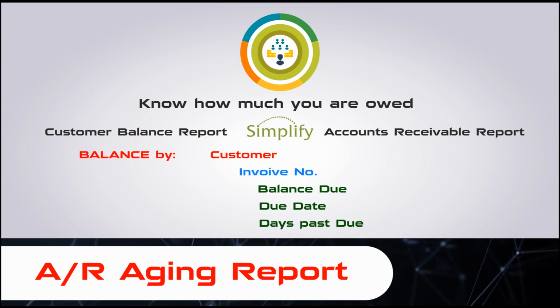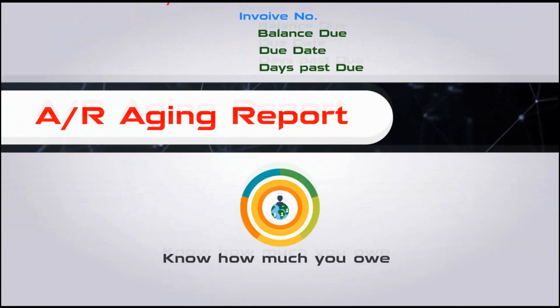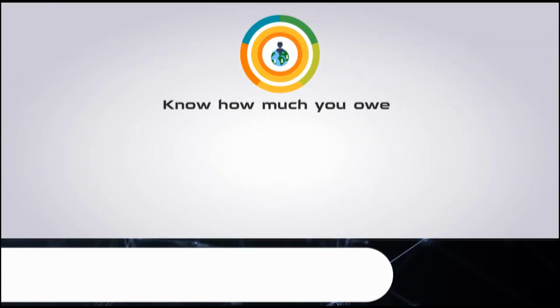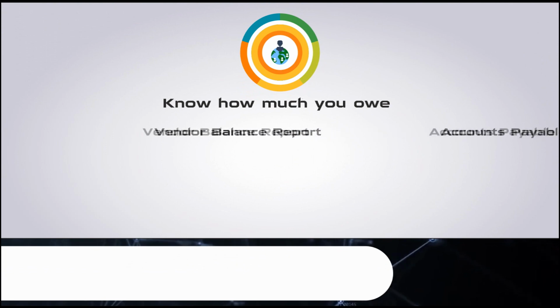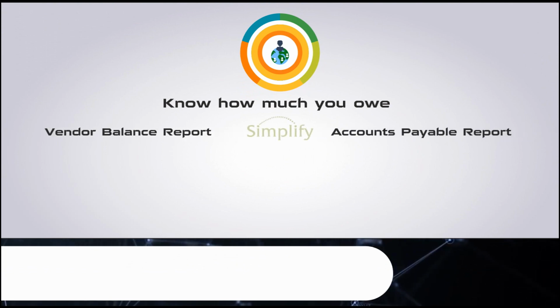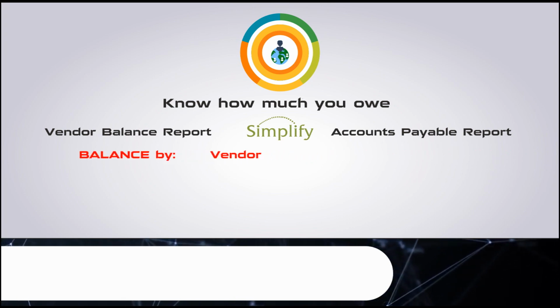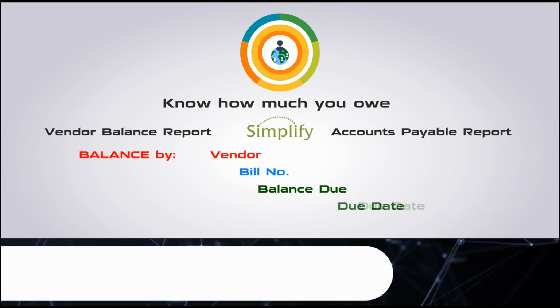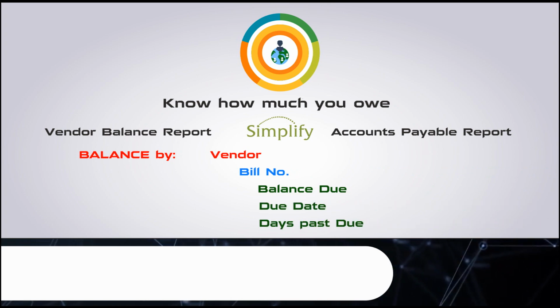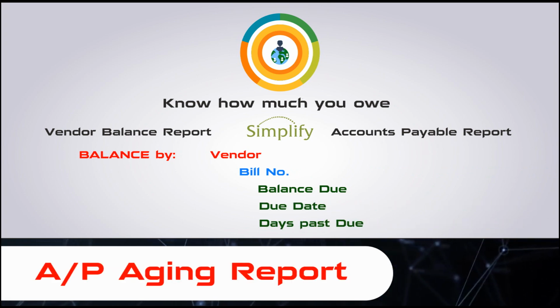Step 4, know how much you owe. Vendor balance report or an accounts payable report. Simplified, all it is, is a balance by vendor, the vendor's bill number, and the bill number's balance due, due date, and days past due. And in accounting terms, we call it an AP aging report.